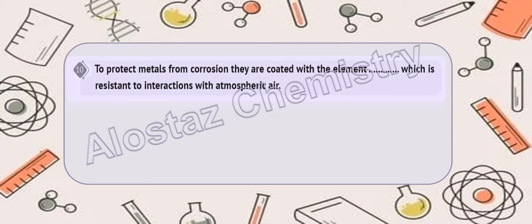Question 10 says that to protect metals from corrosion, they are coated with the element that is resistant to interactions with atmospheric air. Our choices are: A, an element with electronic structure ns1 (n-1)d5; B, ns2 (n-1)d5; C, ns2 (n-1)d1; D, ns2 (n-1)d6.